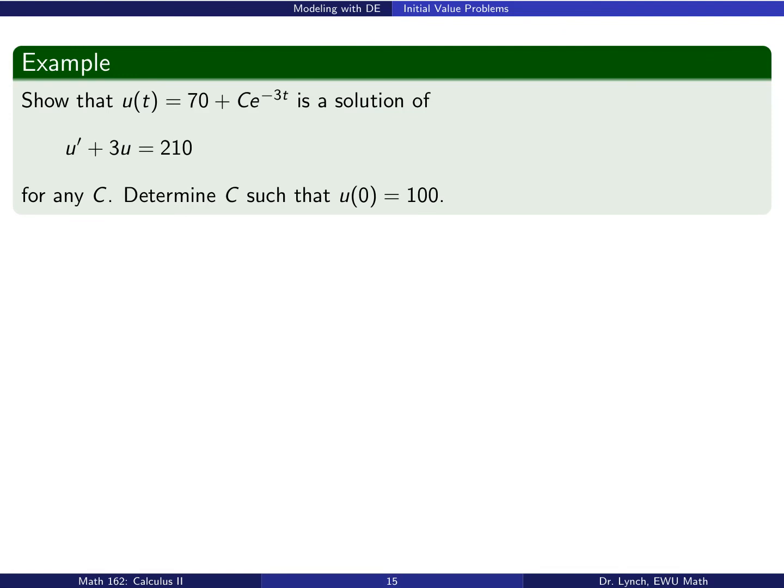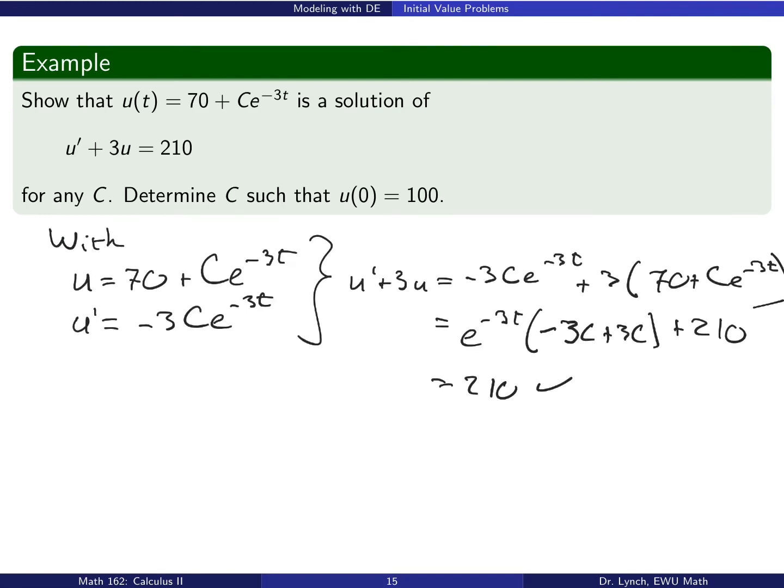Let's have a look at the function u of t equals 70 plus c times e to the minus 3t. And let's show first that it's a solution of the differential equation. And then let's determine c such that u of 0 equals 100. So with u equal to 70 plus some constant times e to the minus 3t, we see that the derivative is minus 3 times a constant times e to the minus 3t. And we can substitute that expression into our differential equation.